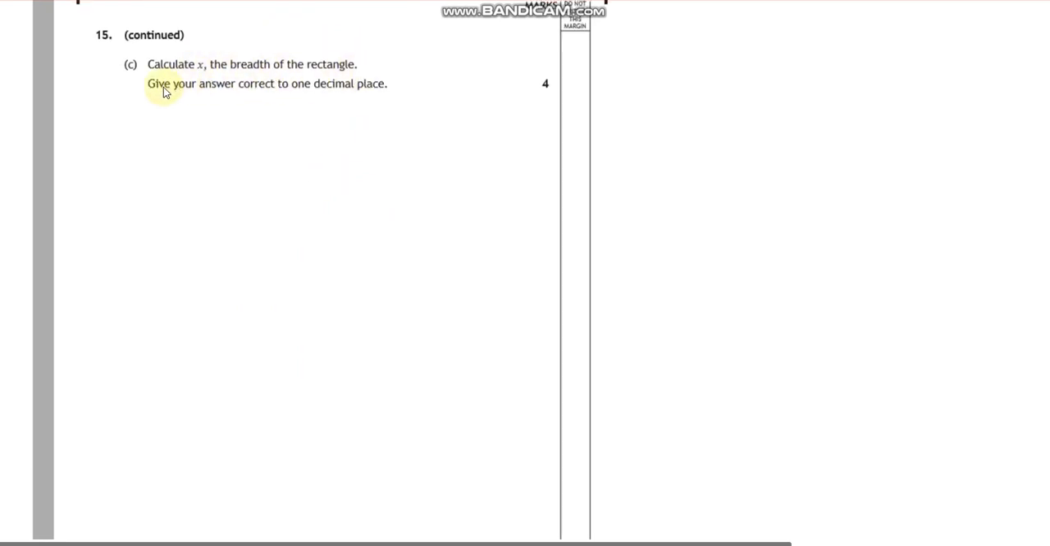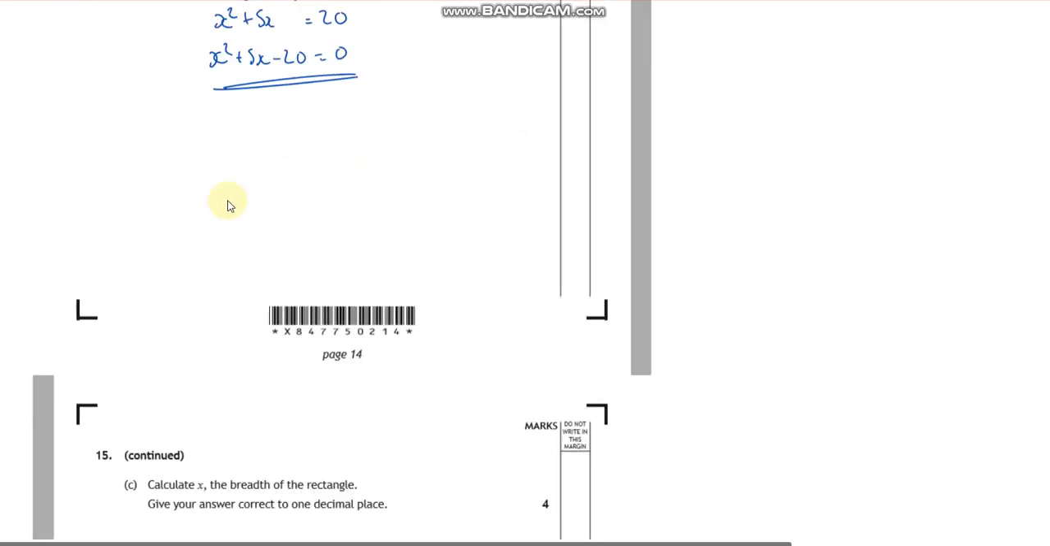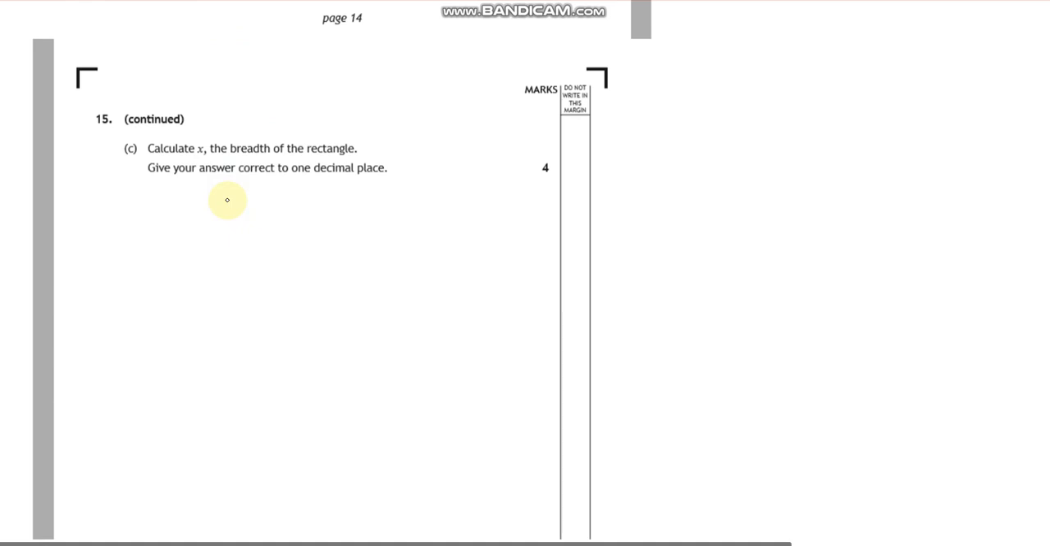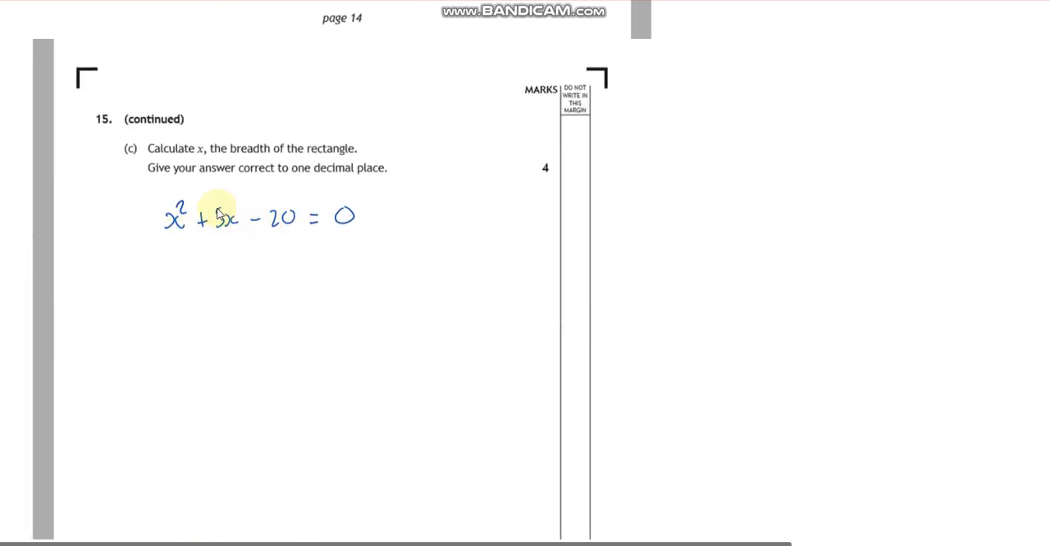Calculate x to 1 decimal place. Now look at that, 4 marks for calculating x. Okay, so to solve this, I'm going to write x squared plus 5x take away 20. To solve this, I need to use my quadratic formula because I can't find a number that will add to give me this and multiply to give me this. Yeah? No, I can't think of anything. And the clue is it says 1 decimal place.